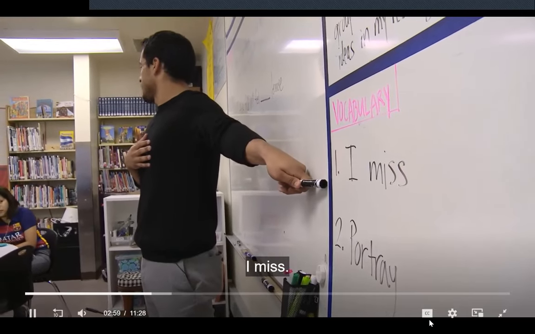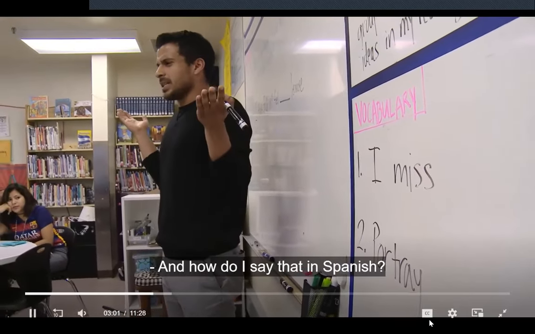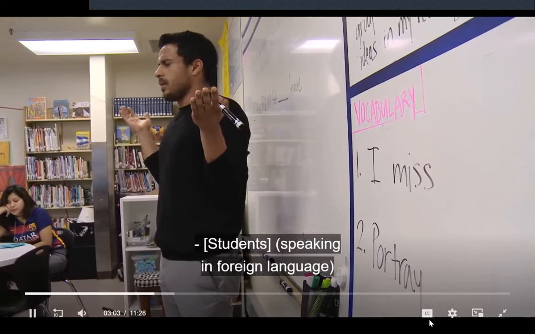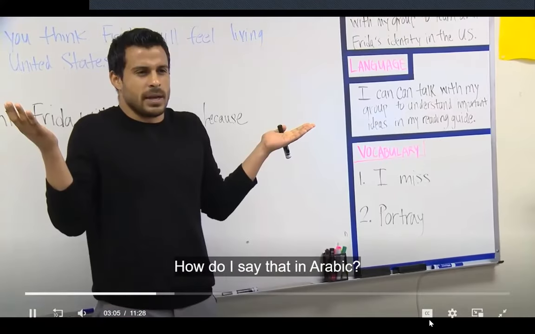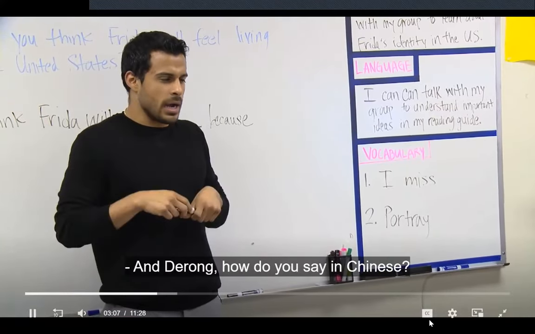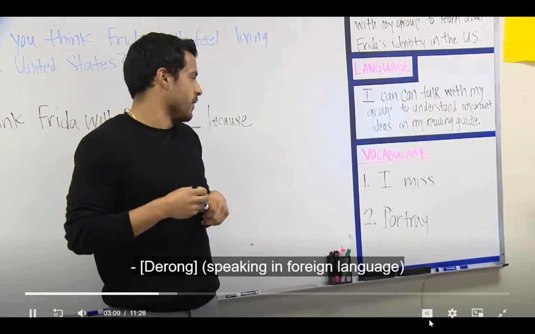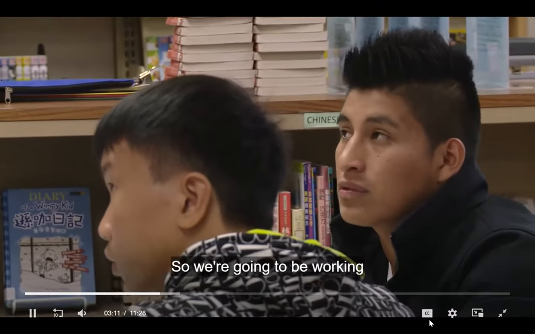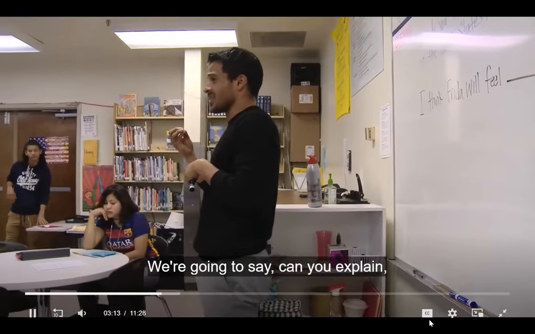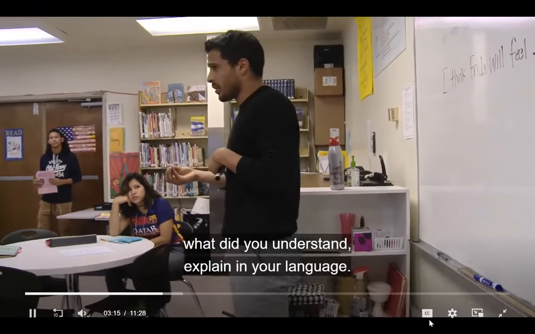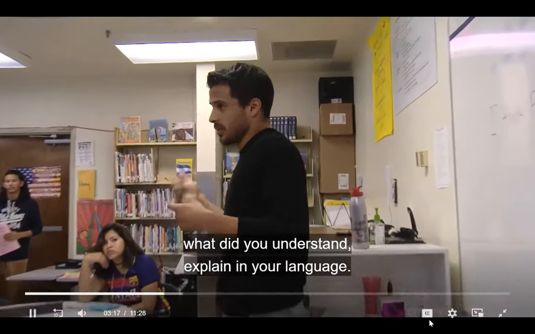I miss. I miss. And how do I say that in Spanish? Yo extraño. Very good. How about in Arabic, Omar? How do I say that in Arabic? And Durang, how do you say in Chinese? Very good. So we're going to be working with our groups when we're reading, right? We're going to be talking. We're going to say, can you explain? What did you understand? Yeah. Explain in your language. So good.